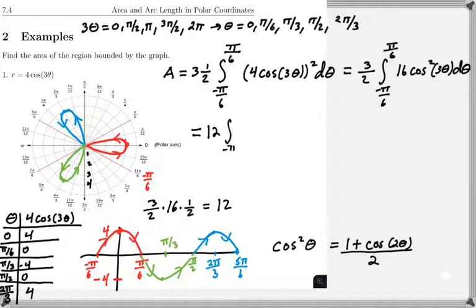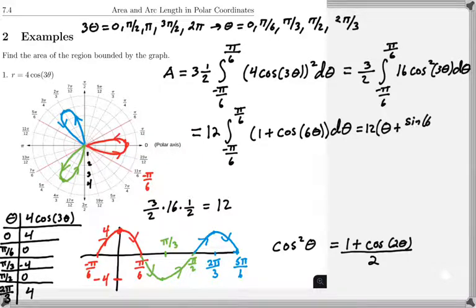So we have 12 integral from negative pi over 6 to pi over 6 of 1 plus cosine of 6 theta d theta. Again, I went ahead and took care of the 1/2, so you see that 1/2 there. That is from the power reducing formula. All right, now we're ready to integrate it. So this is going to be 12 times theta plus the sine of 6 theta divided by 6, and then we're going to evaluate that from negative pi over 6 to pi over 6.